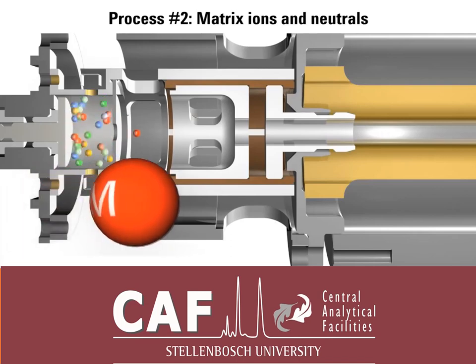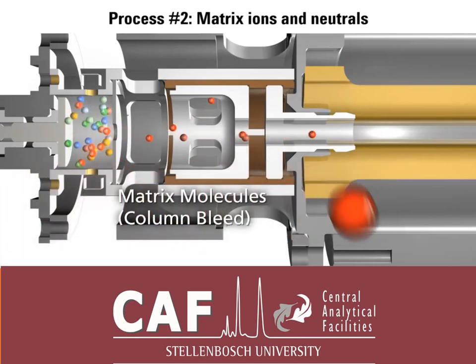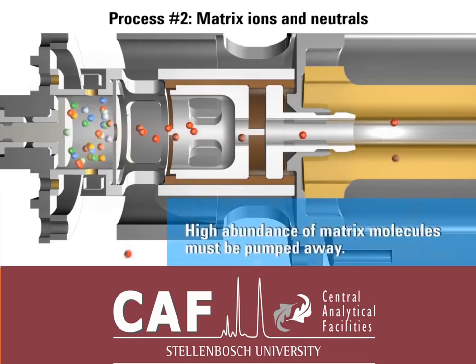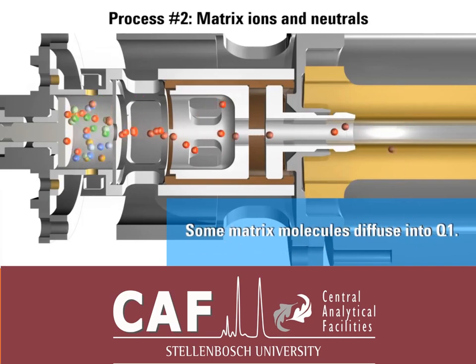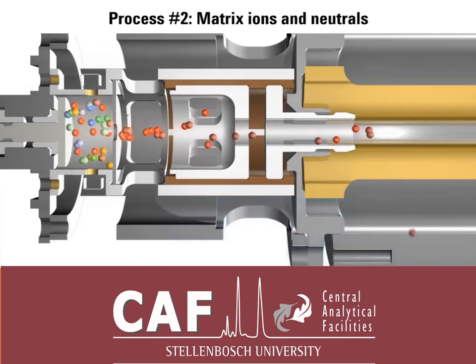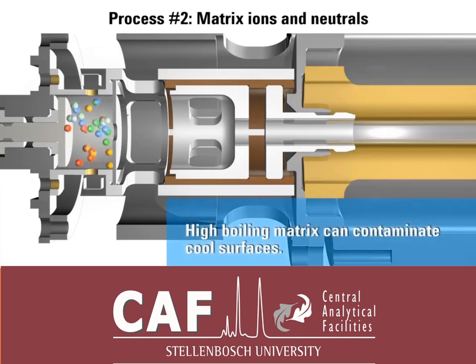Again, we ask, what about the large population of non-ionized molecules? Although the turbo pump removes many neutrals quickly, some will randomly diffuse into the quadrupole. At the end of the GC separation, the EI source will be flooded with the highest boiling molecules from the sample matrix. Even in a vacuum, these high boiling molecules can contaminate surfaces in the mass spectrometer. A cool surface will accelerate this contamination process.